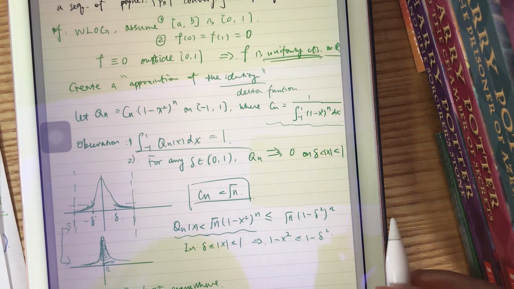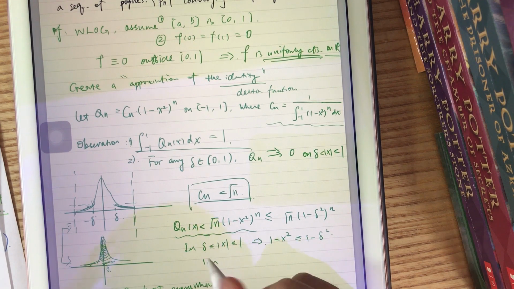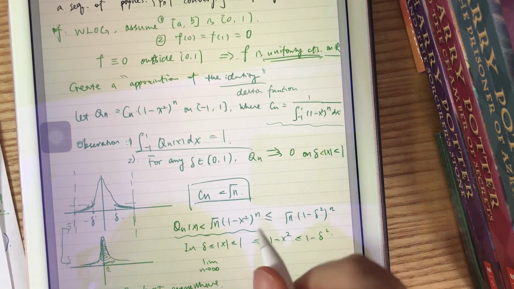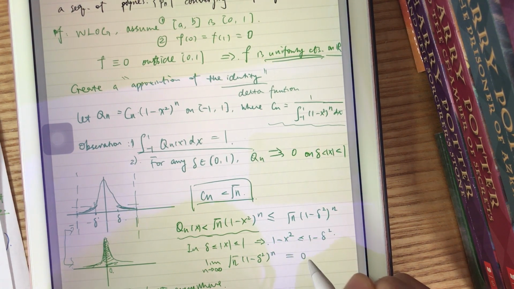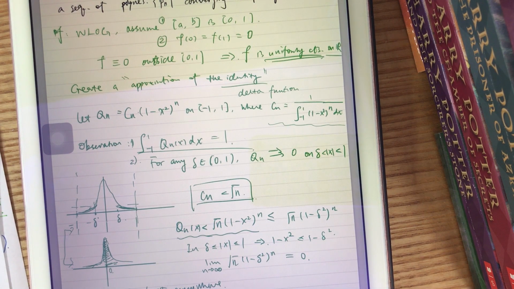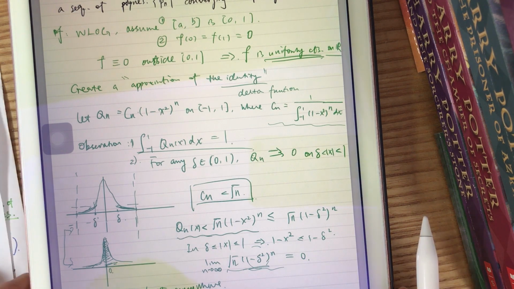Okay, so what we get now, we also know that the limit of the term will be 0, if you let n tend to infinity, because this part will be extremely small, and if you take the n-th power of it, it will get smaller and smaller, and the speed of it tending to 0 will be much faster than square root of n. So the whole term will tend to 0. Okay.